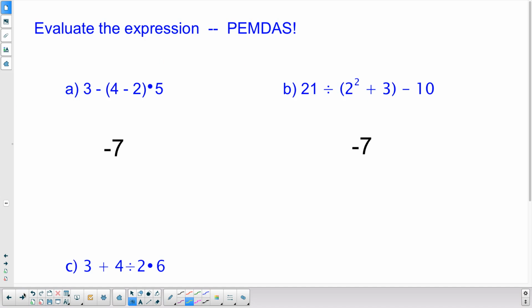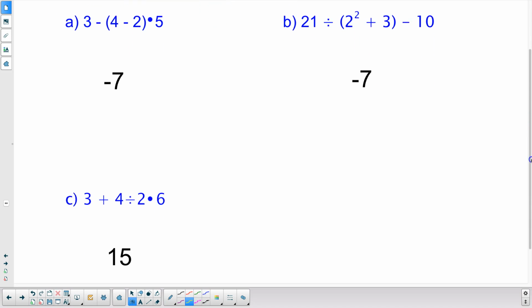Evaluating the expressions at the top, which was also part of station number 2. When you evaluate the first one, you should have gotten 7. When you evaluate the second one, you should have gotten negative 7. And when you evaluate the third one, you should have gotten 15. Any questions on those 3? Good?